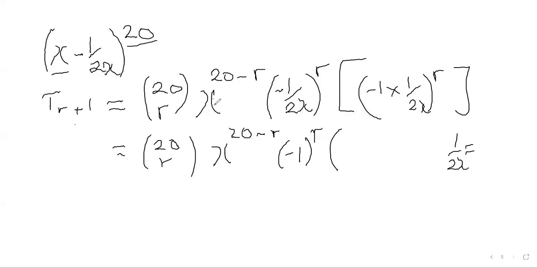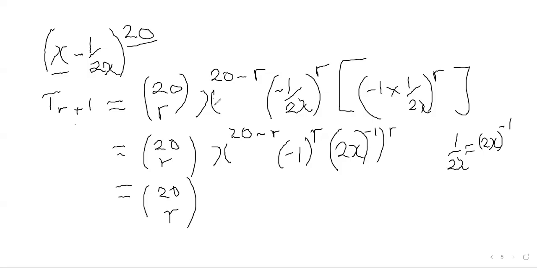1 over 2x is the same as 2x to the power negative 1. I want you to understand that. So this is the same as 2x, everything to the power negative 1, and this part is raised to the power r like that. I'm doing all this so that all the parts that contain x are put together. So negative 1, I can write it here at the beginning, and then x to the power 20 minus r, and here when you have 2x to the power negative r, I can factor out 2 because I just want to have x.